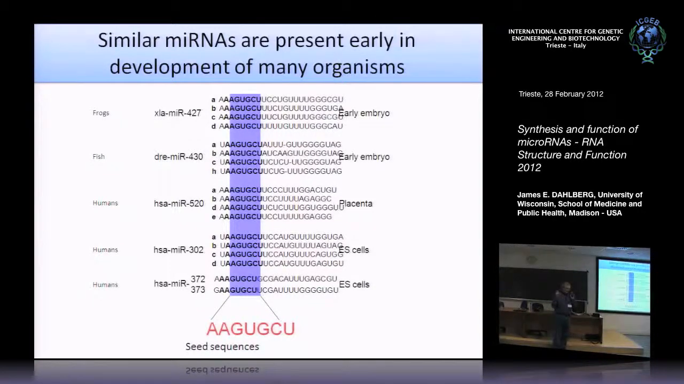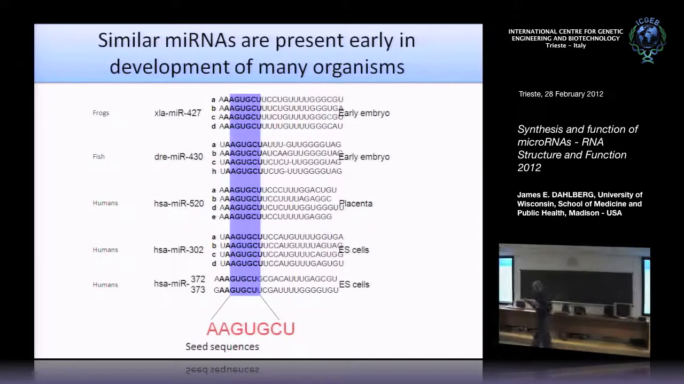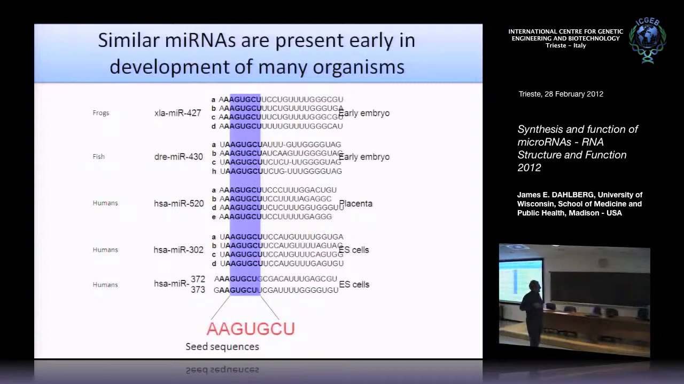Or we look for the presence of targets for this kind of seed sequence. And in all cases, we find that the microRNAs that we see in frogs that I've just been describing here, the same seed sequence can be found in fish and all these other organisms. There's also in mice too.